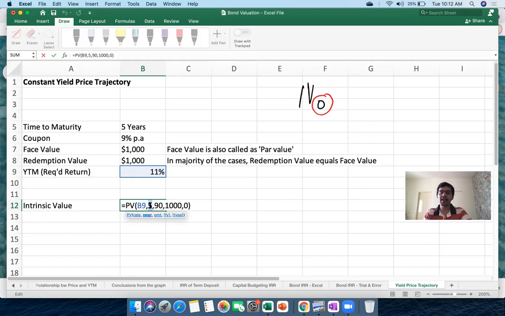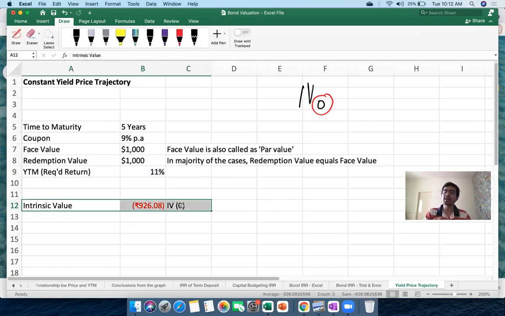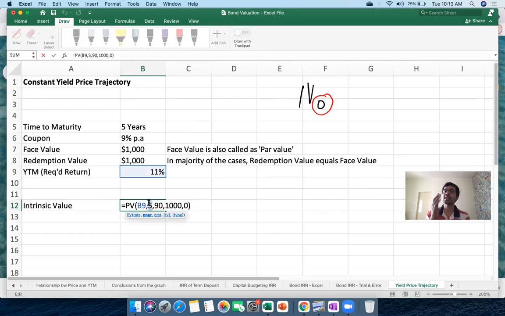Therefore, the intrinsic value of this bond is not going to be 926 from today till the end of the 5th year, but the intrinsic value is actually going to keep changing, because the time to maturity will keep reducing. As and when we keep reducing the time to maturity, obviously the intrinsic value will keep changing.